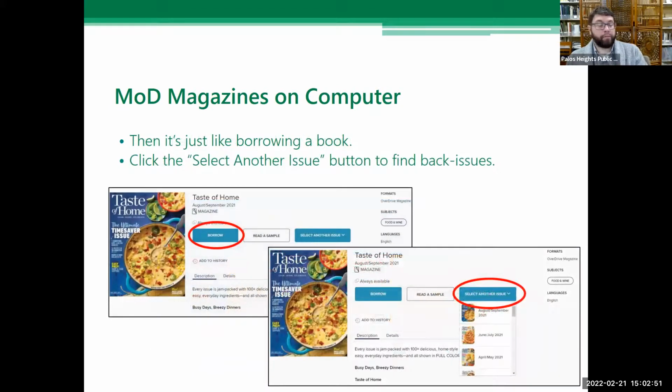So yeah, from there, it's like borrowing a book. You can search for a magazine in the same way as you search for a book. You can go through the little categories, lists on the homepage for the magazines, and find one you like, and then you click borrow. You can look for other issues as well. So here in the bottom right-hand side screenshot, you can see this is Taste of Home from August/September 2021. You can click select another issue, and it'll show you all the back issues they have. So if there's a specific one you want, you can just scroll through the list, pick that, and then click borrow.